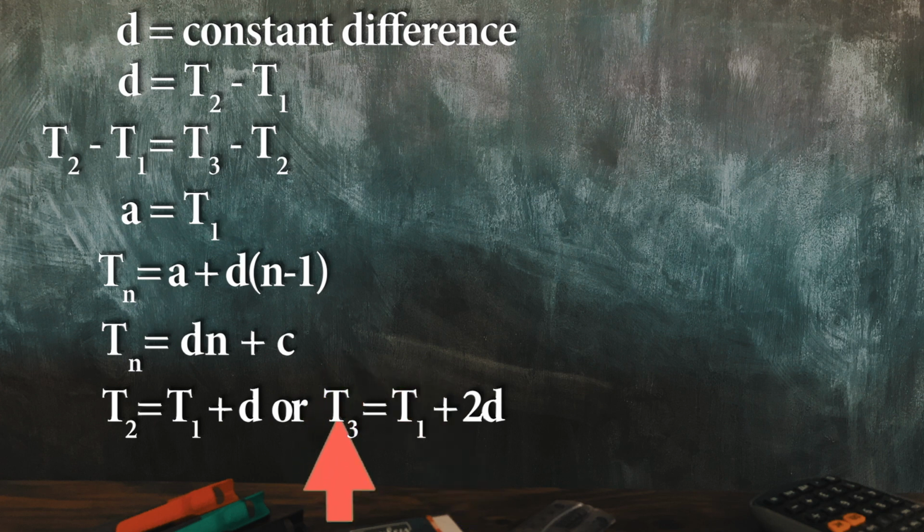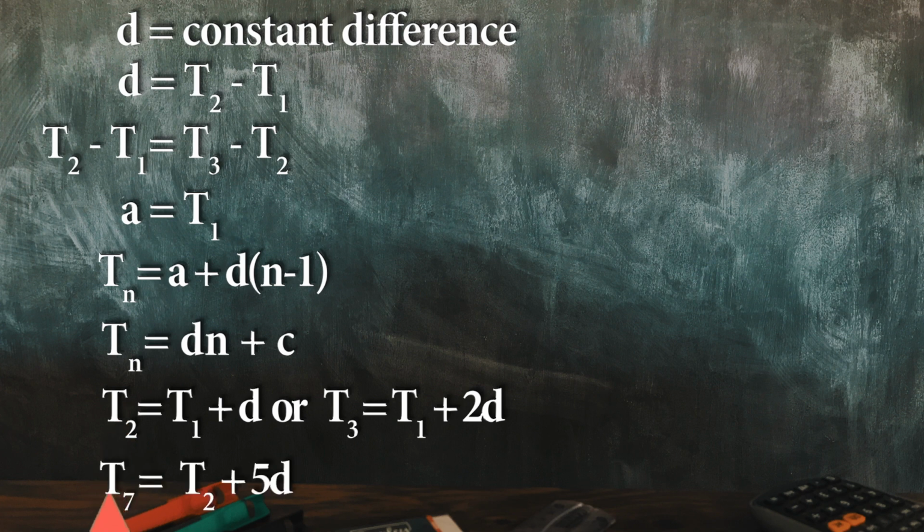We can also rewrite any term in terms of another term. So, for example, term 7 is equal to term 2 plus 5 constant differences. And how do we test it? That 2 plus the amount, which is 5, gives us that 7. There we go.